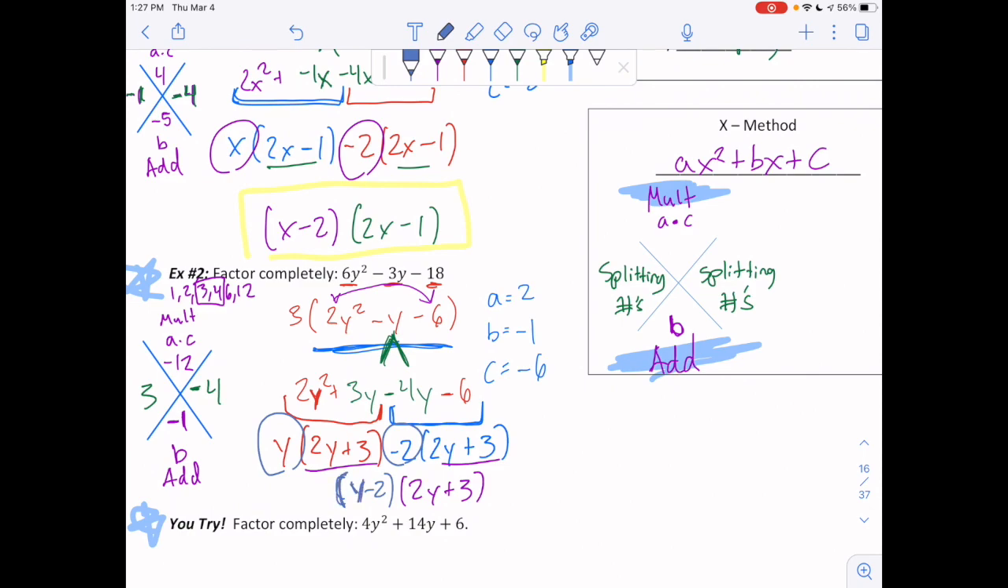Are we done? Almost, okay? Don't forget about this 3. Remember we factored out that 3 in the beginning? It can't just disappear. So make sure you bring that 3 down here. That's your official final answer. The 3 is literally always there, but you're just focusing on this trinomial, breaking it down. You just throw in that 3 at the end.